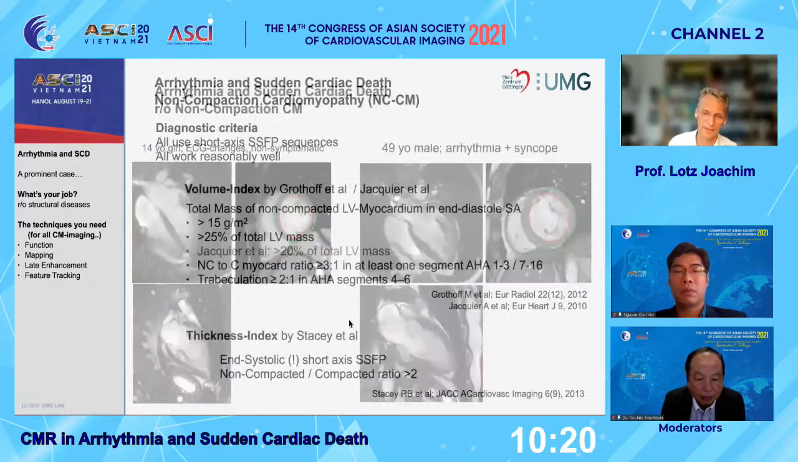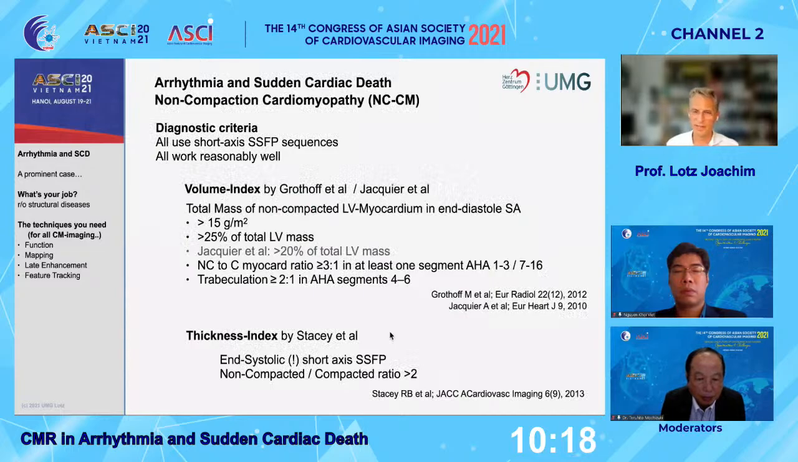What are the criteria? The criteria are oriented on the publication by Grothoff, at that time in Leipzig with Matthias Gutberlet, published in 2012. And it's a combined criteria. The first is the volumetric mass or volume of the non-compacted myocardium measured in end-diastole. This is important.